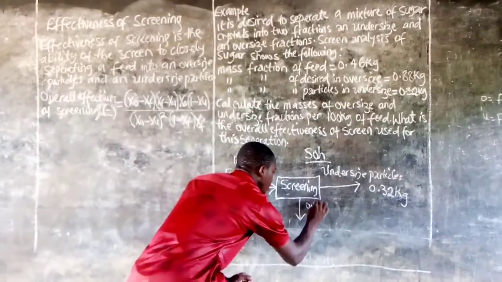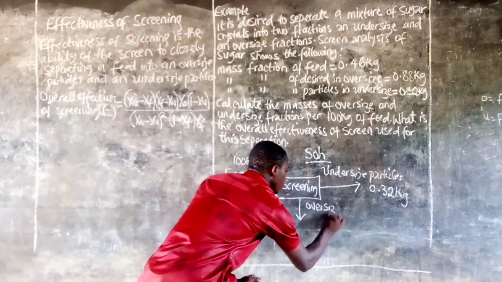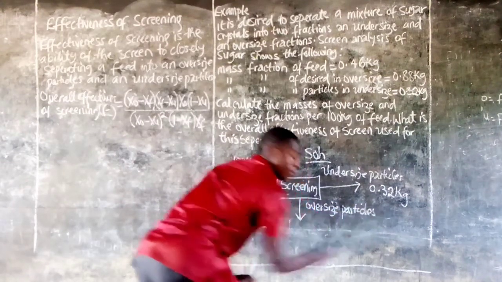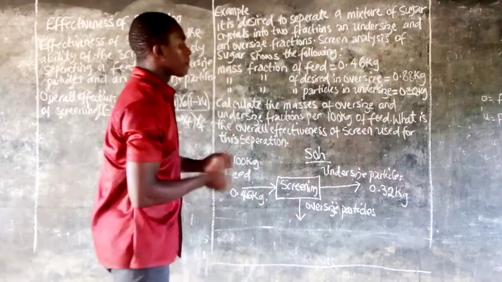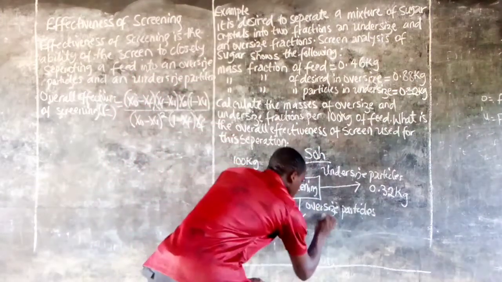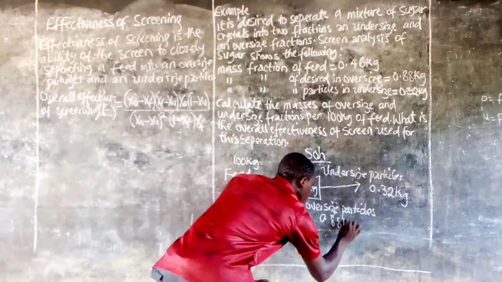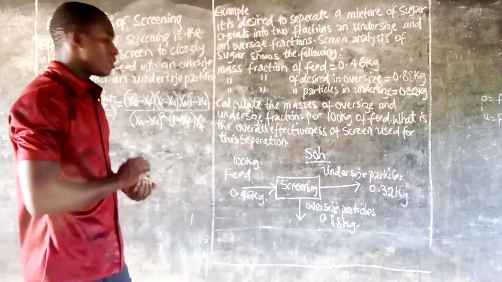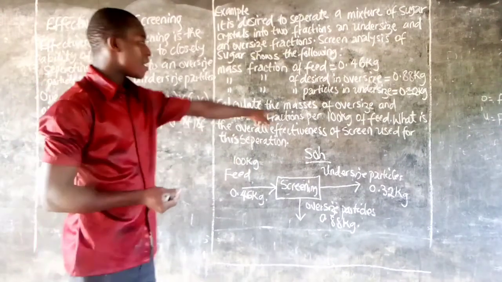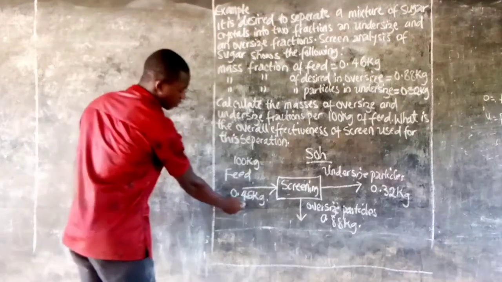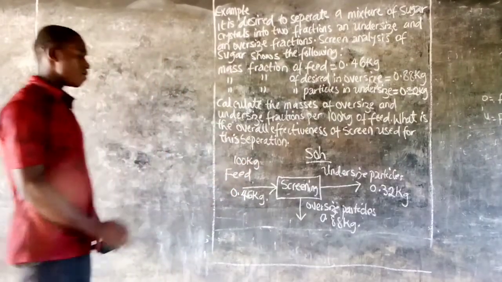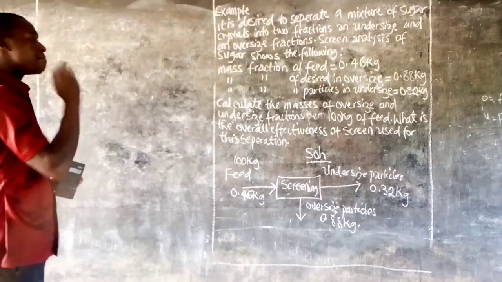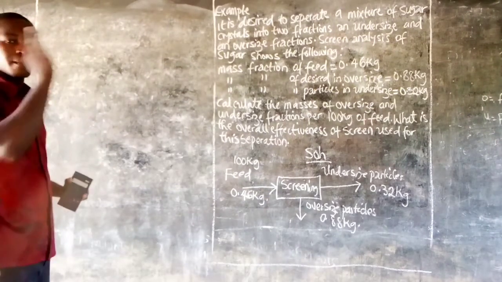And then we also have the oversized particles with a mass fraction of 0.88 kg. The question says that we should calculate the masses of the oversized and undersized, with the mass fraction for the feed, and this is the mass of the feed. The first thing we are going to calculate is the mass of oversized particles.